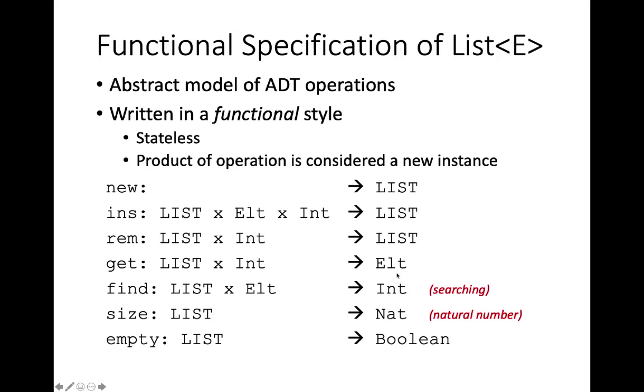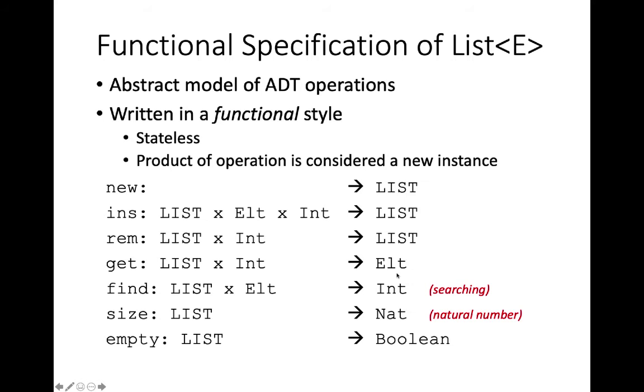The function of insertion is defined on the domain of lists crossed with elements crossed with integers that represent indices, and creates a new version of the list with that element inserted at that position. REM is going to stand for remove. The domain of the remove function is the domain of all lists by all integers, and the result will be a new list, with the idea being that that new list will have that index removed. Same thing with get.